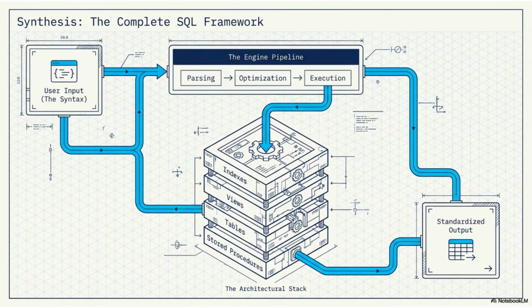This slide summarizes the complete SQL workflow. Everything begins with the user's SQL query. The system parses the query, optimizes it for maximum efficiency, executes it, and then returns standardized results. Behind this process are the architectural components we've discussed, including databases, tables, indexes, transactions, and security mechanisms. Together, they form the complete SQL framework.